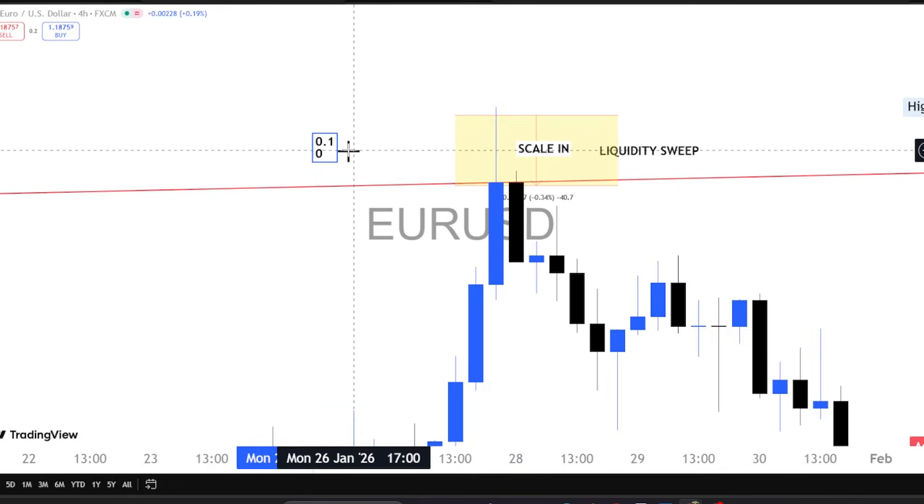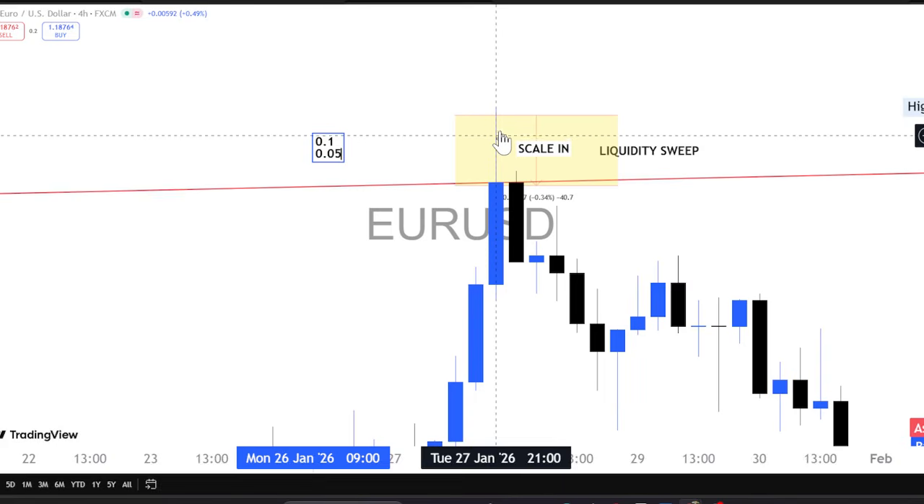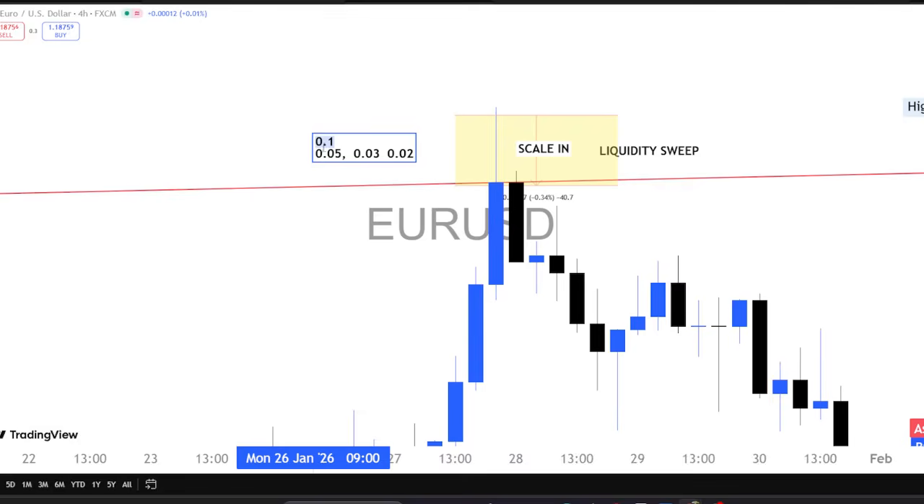At one area, you enter 0.05. Then as the market keeps moving up, you enter 0.03, then 0.03 again, then of course you can have 0.02. This translates to 0.1, just the same. It's only that you have divided 0.1 into different entries.